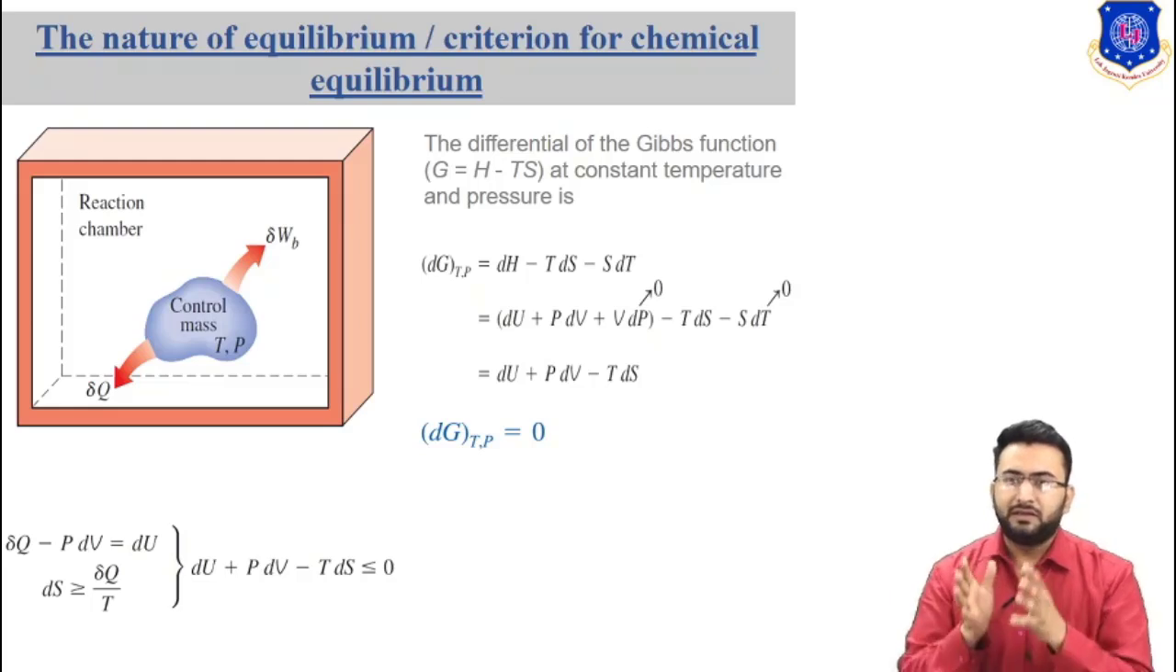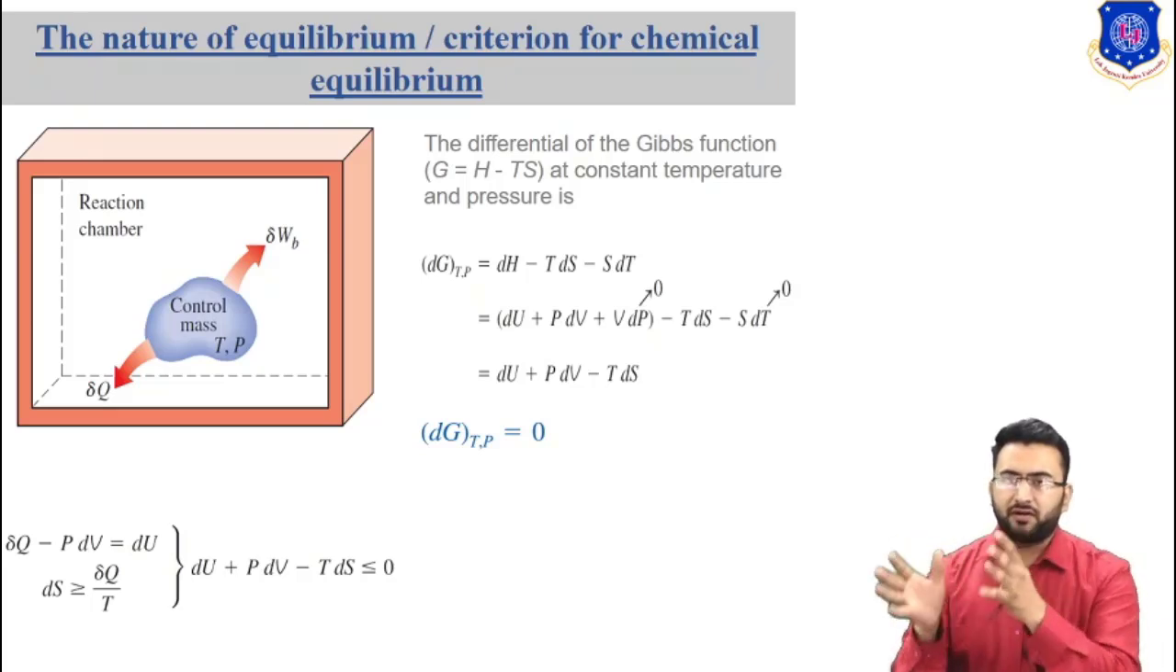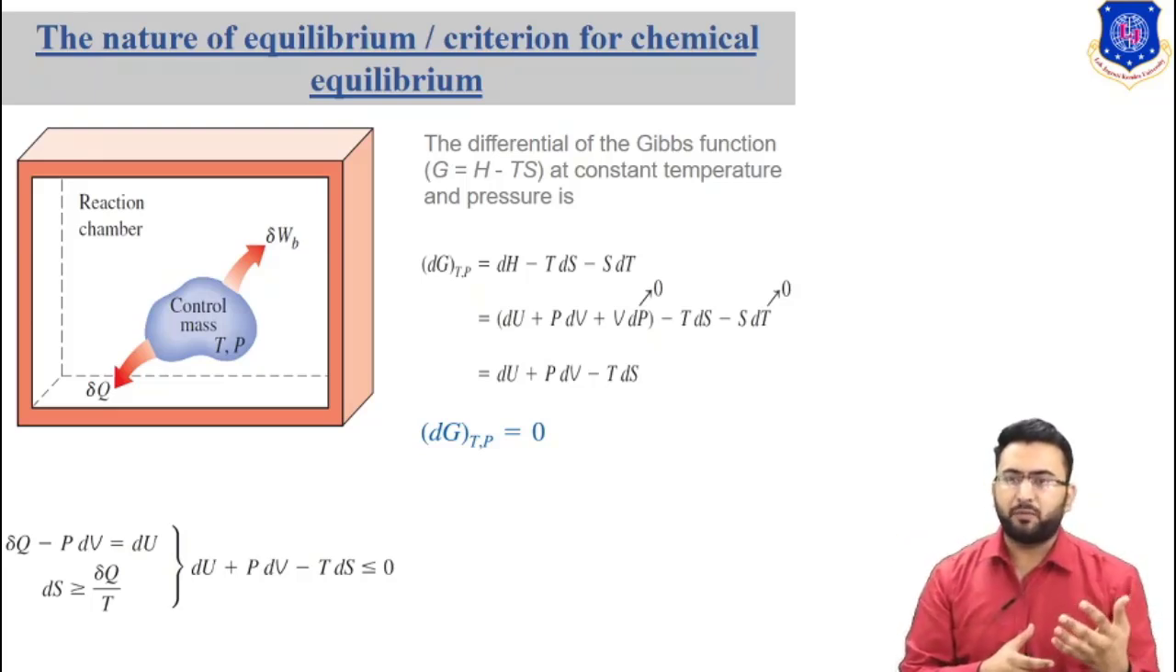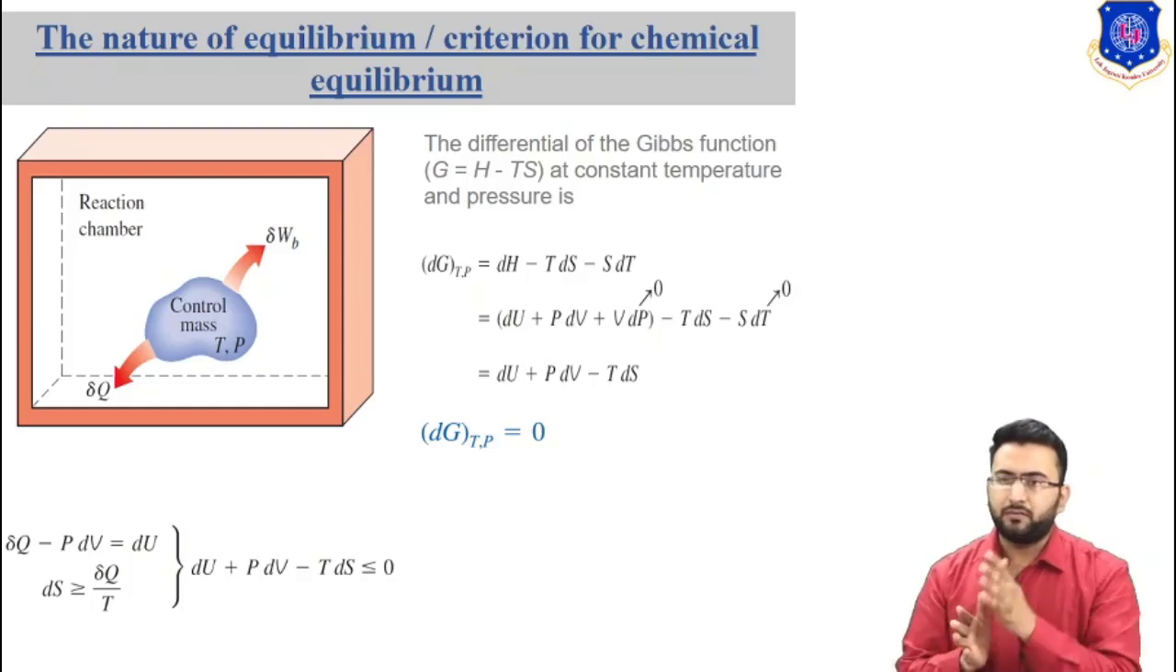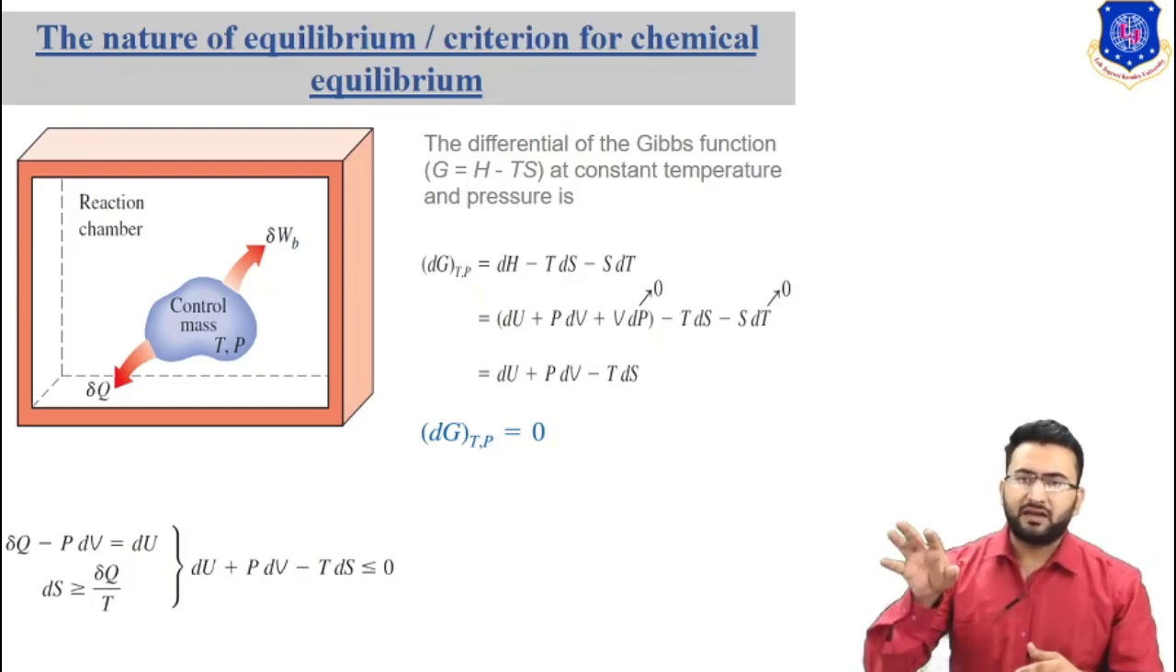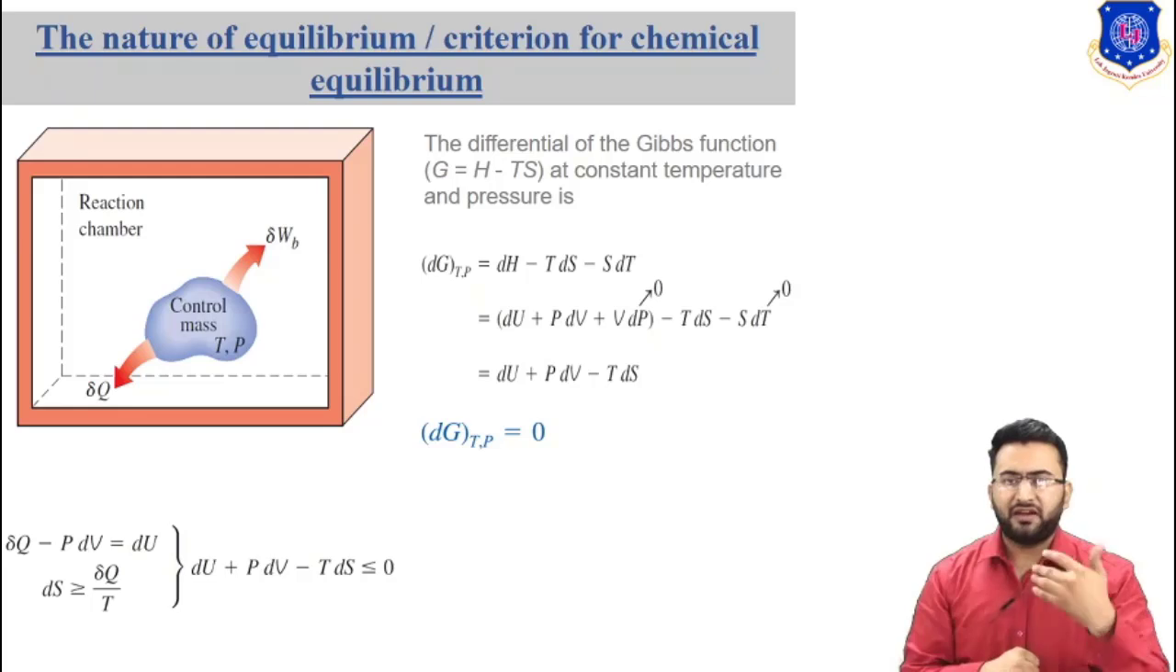To obtain a relation for chemical equilibrium in terms of properties, consider a mixture of four chemical components, let's suppose A, B, C and D, that exist in equilibrium at a specified temperature and pressure. Let the number of moles of the respective components be Na, Nb, Nc and Nd.